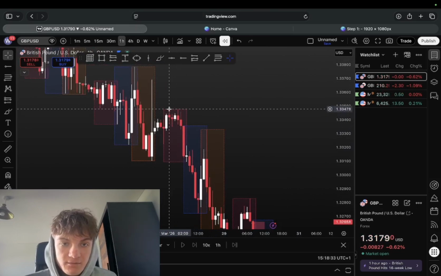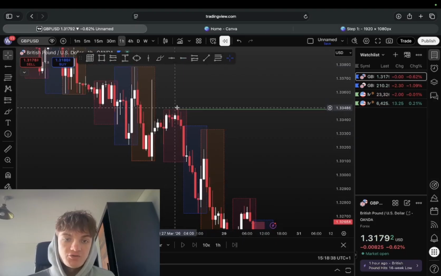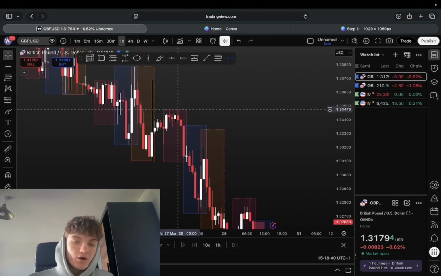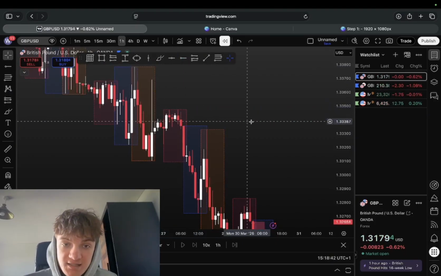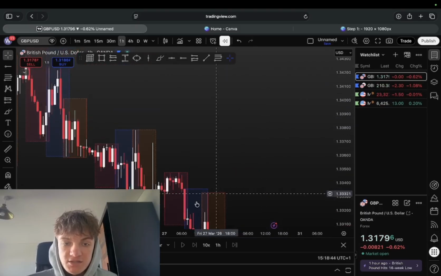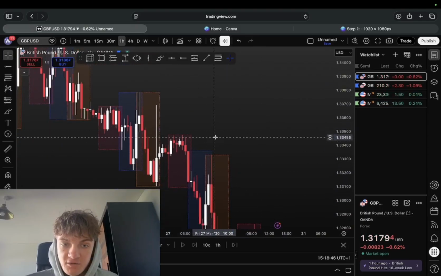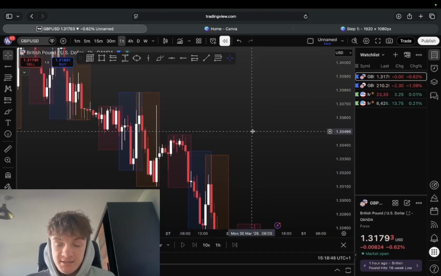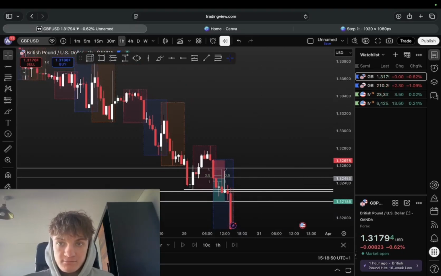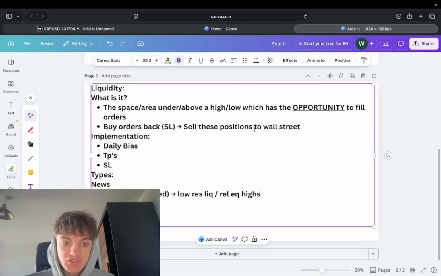Two highs very close to each other would be a slightly stronger draw in liquidity than if there were one. But that doesn't mean base your whole bias on chasing this, because obviously, look, we continue lower, so don't just be like, oh yeah, buy. There's low resistance, there's relative equal highs. But yeah, that's the different types of it, really.